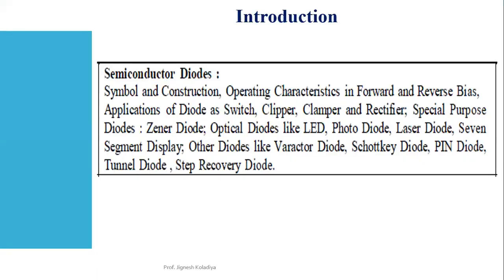In the previous session, we discussed the applications of the diode, like diode as a switch, diode as a rectifier, diode as a clipper and clamper. In the rectifier, we have seen half wave and full wave rectifier, its construction, its working principle with waveform. Even in the full wave rectifier, we have seen two different configurations: center tap transformer full wave, and bridge type full wave rectifier.